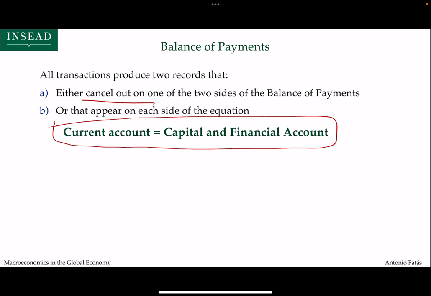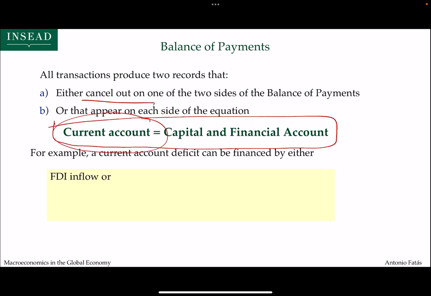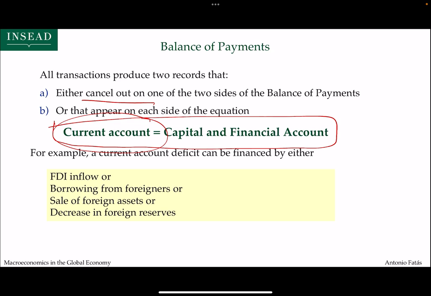Just to understand this concept, let's think about a very simple example. Imagine a country that runs a current account deficit, say because they have more imports than exports. So there's a minus sign on the current account. How do we pay for that? Well, we need to attract some capital to be able to pay for that. That capital could take the form of a foreign direct investment inflow. It could be that we borrow from foreigners. It could be that we sell them some of the foreign assets that we used to have, or it could be that we use the foreign reserves of the central bank to pay for those imports.